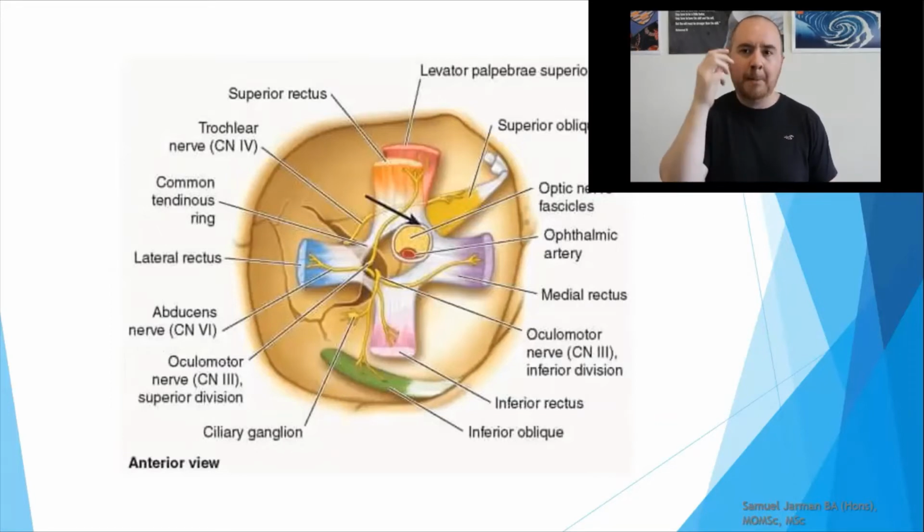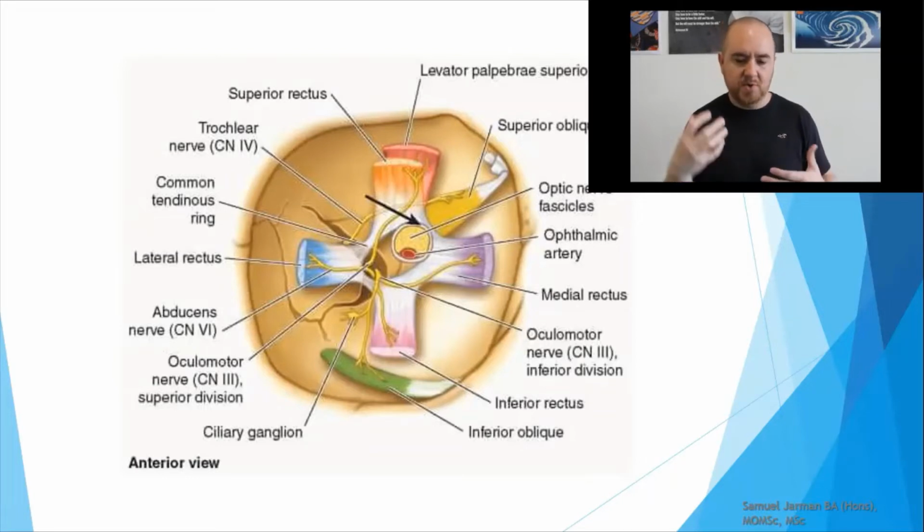As we already noted, and as we said, the superior oblique is the trochlear nerve, and that's coming from the back and at the top. And then the abducens is also coming through the annulus of Zinn inside and then goes over to the lateral rectus. Right, so you have all of that contained within the annulus of Zinn.